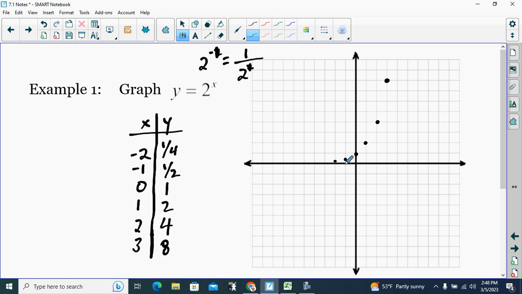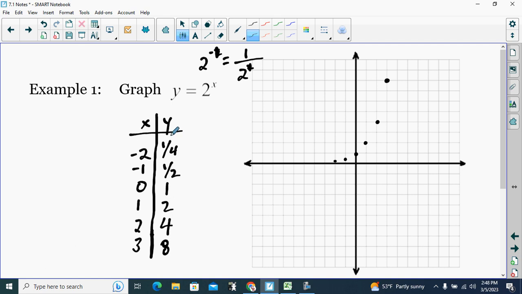So notice my y values are getting bigger and bigger. I keep multiplying by 2. So 4 is going to give me 16, and 5 gives me 32. I'm already all the way up at 32. So exponential equations do grow very quickly.